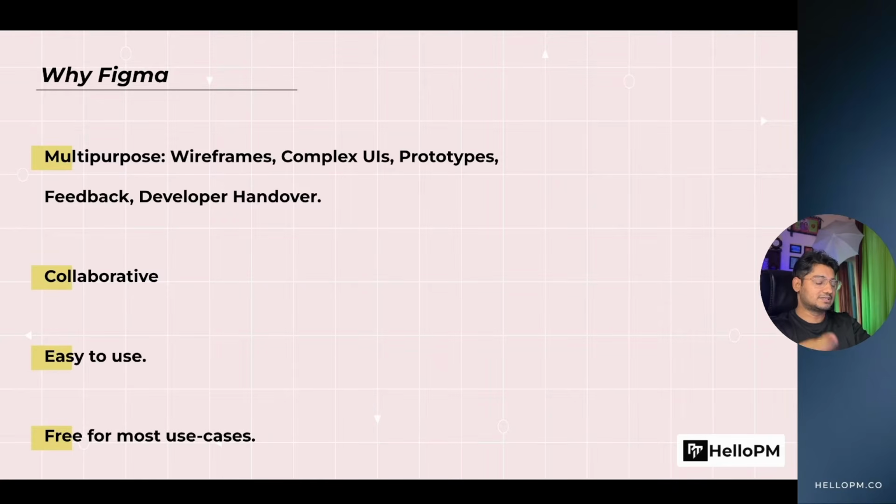The second reason is it's collaborative. Understand that your work as a product manager is mostly to collaborate with your team, which is to give them ideas, give them feedback, get ideas from them, collect the feedback, and then act on the feedback. So you have to do a lot of collaboration, and Figma by default is designed for collaboration. Then it's very easy to use. In the next 5-7 minutes, you will see that you will be able to create wireframes on your own. And then it's free for most of the use cases.